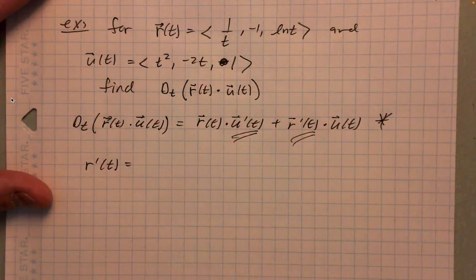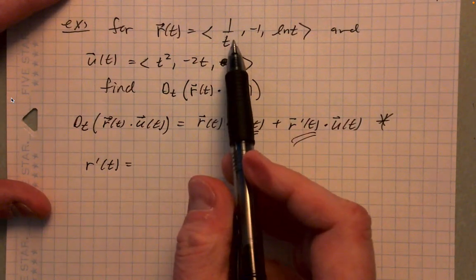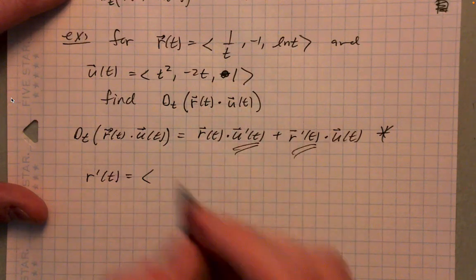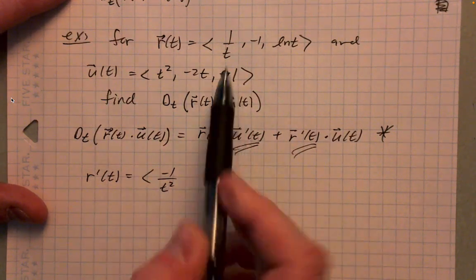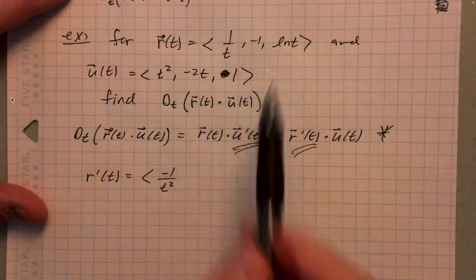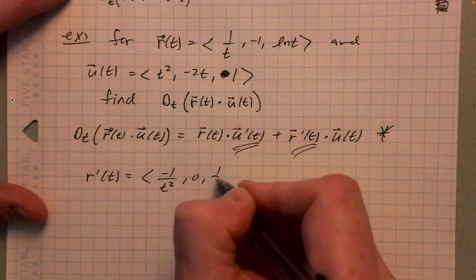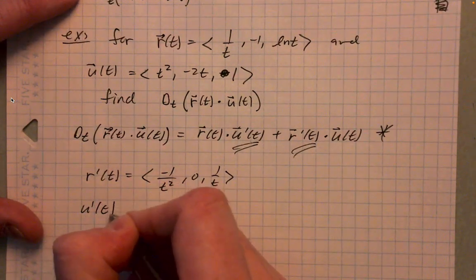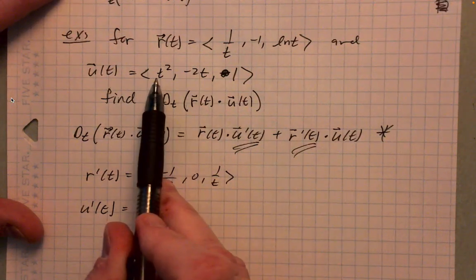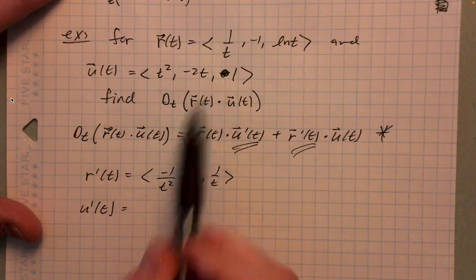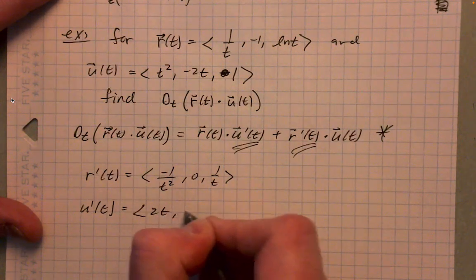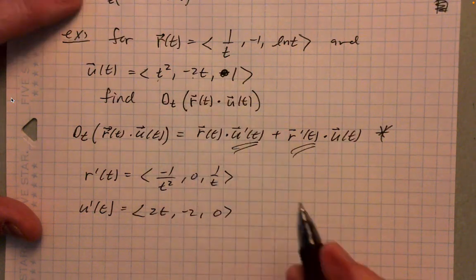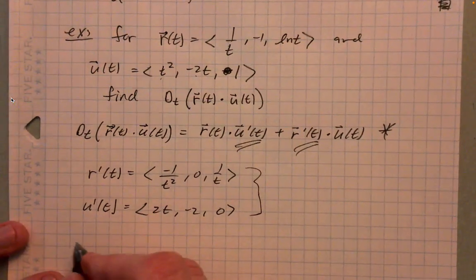So r prime of t, looking up here at r of t, is going to be negative 1 over t squared, that's this guy, and then 0, and 1 over t. That's r prime. What about u prime? Well, again, just looking at this, it's going to be 2t, negative 2, and 0. Just looking at those three pieces, 2t, negative 2, and 0.